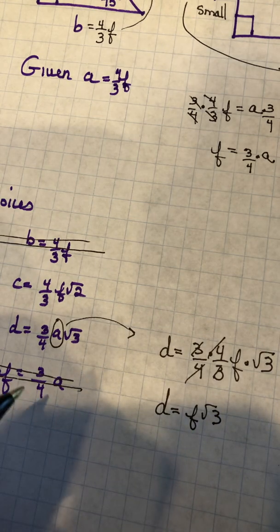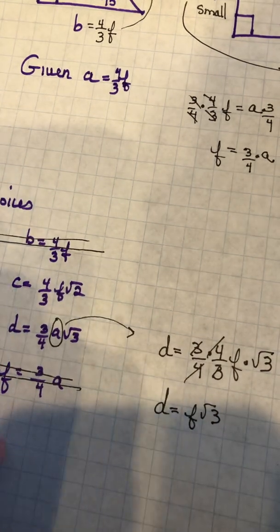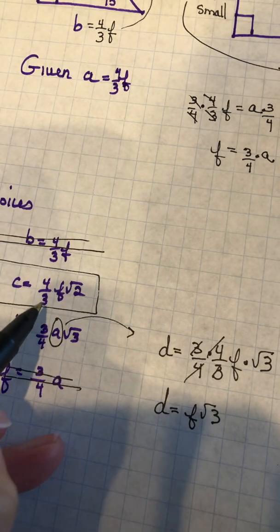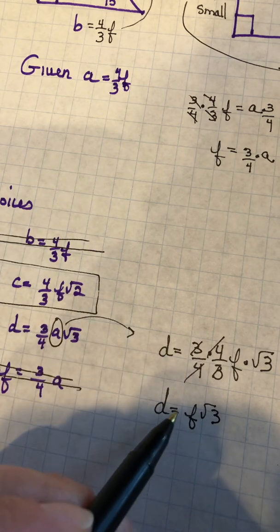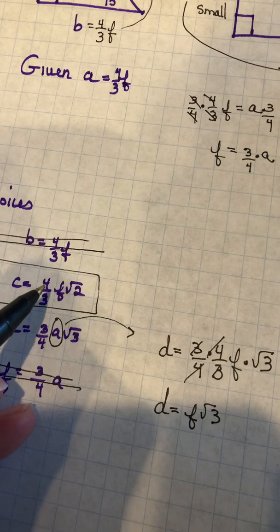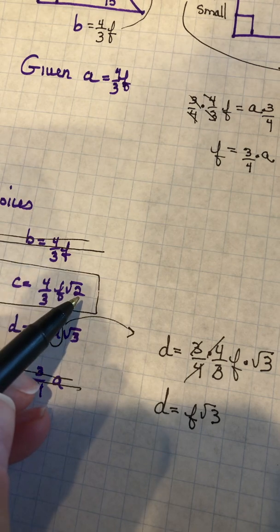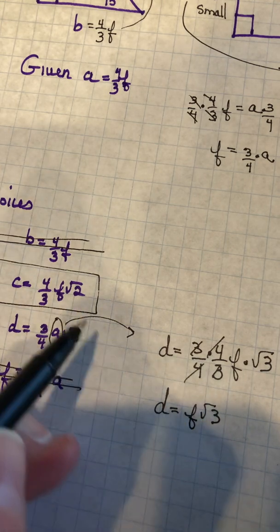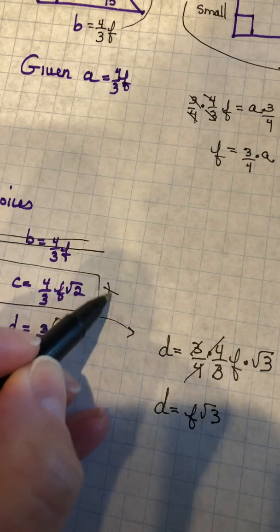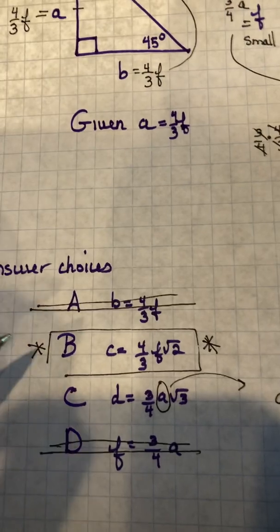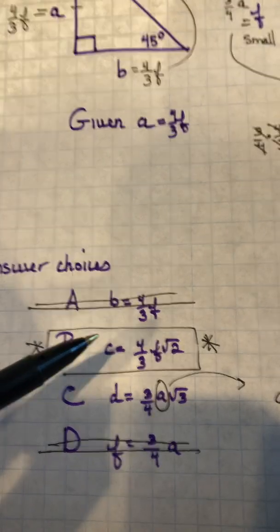Now, because answer choice B is 4/3 F root 2, and D is equal to F root 3, if I type in my calculator 4 divided by 3 times root 2, that's going to be bigger as a decimal than if I just type in the square root of 3. And since they both have an F in it, I'm going to say that this is my biggest side. So my correct answer choice is answer choice B. Little c is my biggest side.